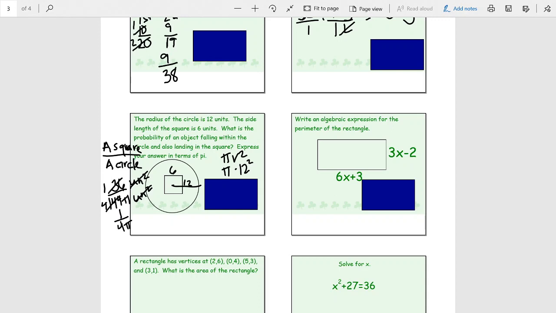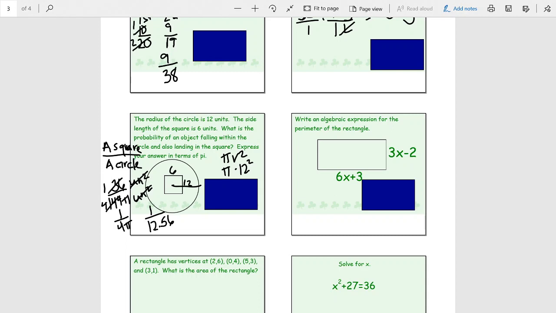If I were to actually multiply this out, you would see that we would have 4 times 3.14, giving me 1 over 12.56, which means for every 12.56 units squared of area, I have 1 chance of getting in that square. So 1/12 of a probability of also landing the arrow in the square.